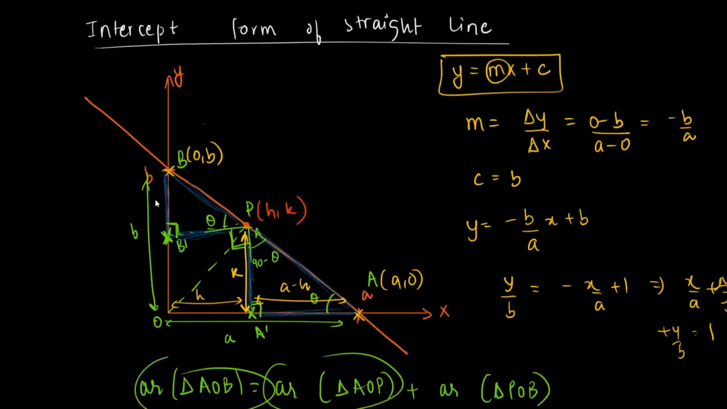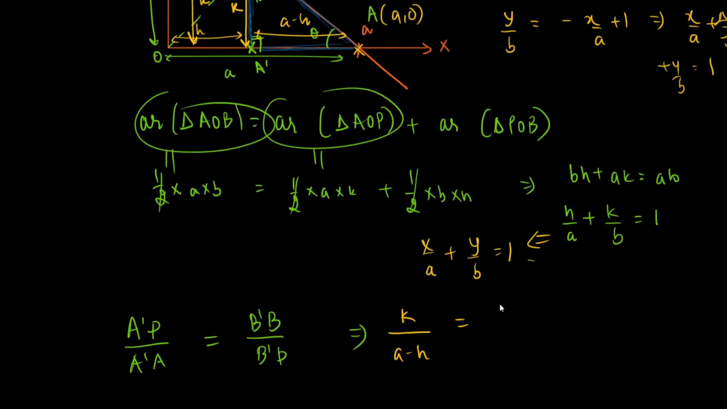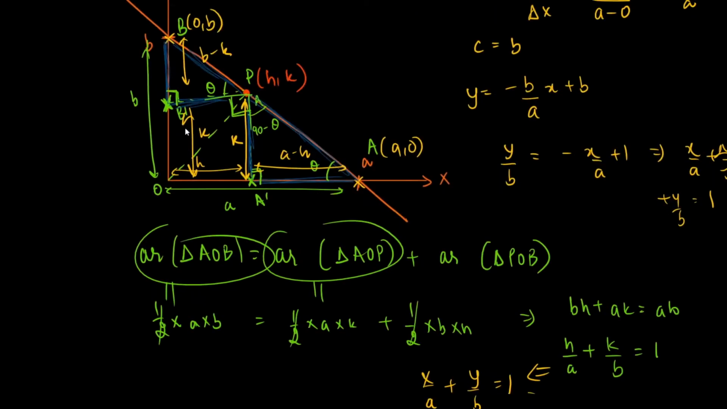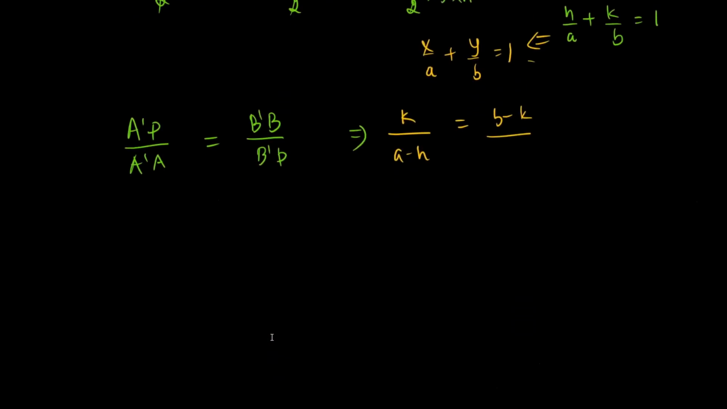So this entire part is b. This thing is k again. So this thing, whatever is left over, is b minus k. So b minus k divided by b dash p, and this length is h. So we'll write h here.